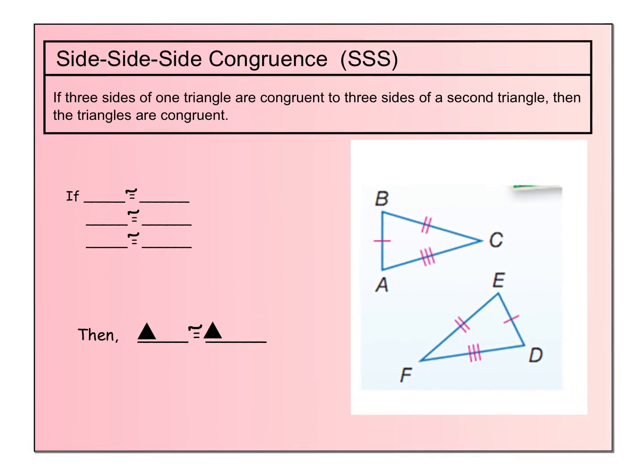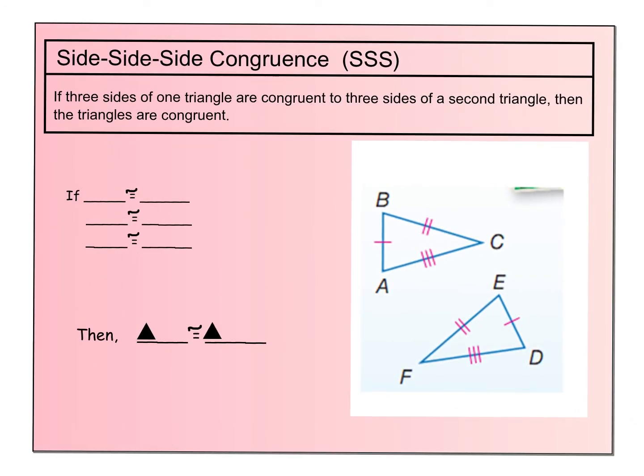Now we have side-side-side congruence. This is our first way to determine if our triangles are congruent. So if I look, AB is congruent to DE. BC is congruent to EF. And CA is congruent to FD. If this is the case, three sets of sides, then triangle ABC is congruent to triangle DEF.